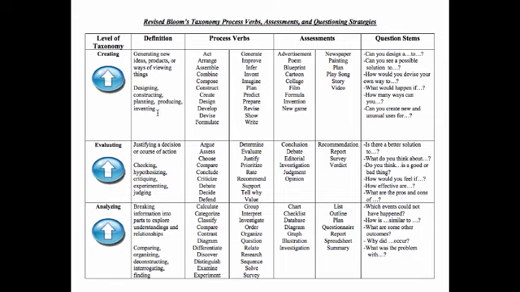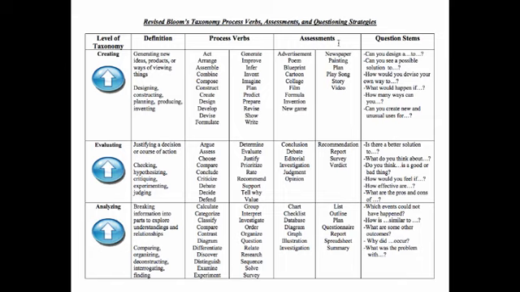Let's look at the process verbs in the very next column. These are the actual actions that the students will undertake in the process of creating. A student can act, arrange, assemble, combine, compose, construct, create, design. As you can see, there are two columns of choices.